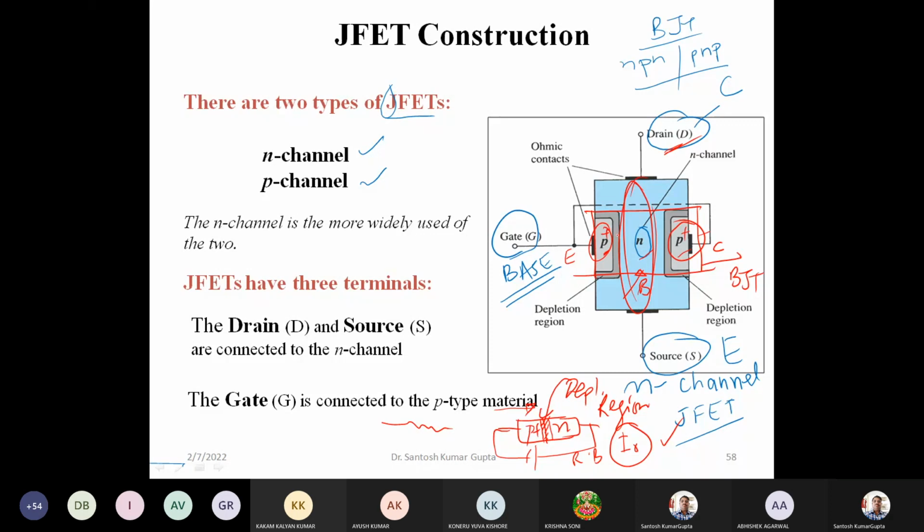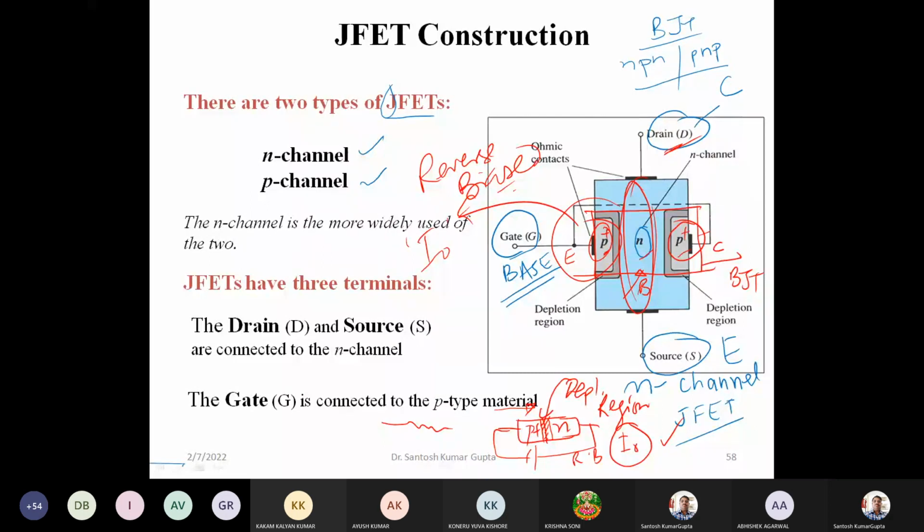So the P plus N junctions here at the gate are reverse biased. That's why it doesn't conduct any current through it, except the reverse saturation current I naught. And because of the reverse bias, this P plus N junction gives a very large impedance. Before further details here, let us have an overview of this.